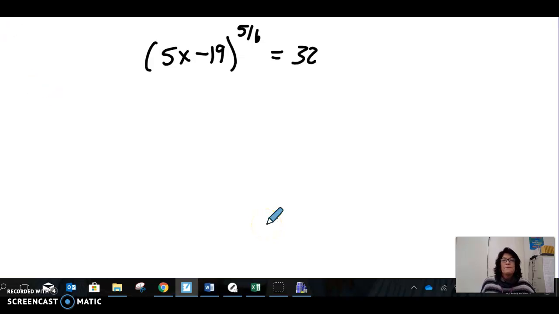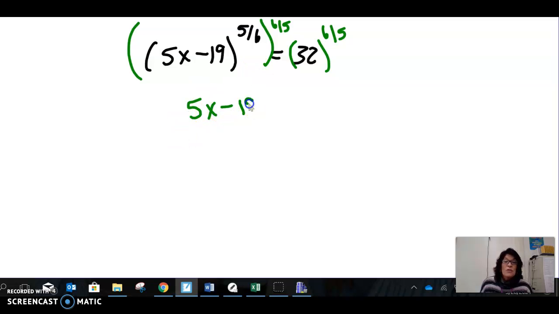Let's try this one then. There's nothing to add or subtract or multiply times the 5x minus 19. So I can jump right to raising this side to the 6/5 and raising this side to the 6/5. When I raise this side, something to the 5/6 to the 6/5, that's 30 over 30, or 1. So I've made this 5x minus 19 to the 1. Well, we don't write to the 1.